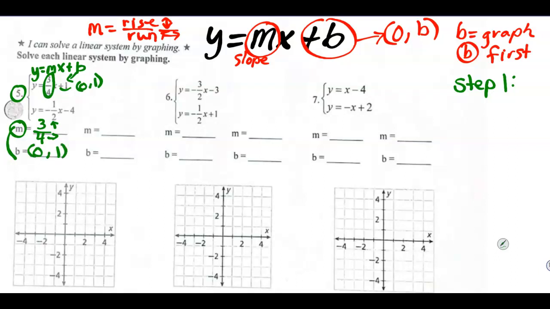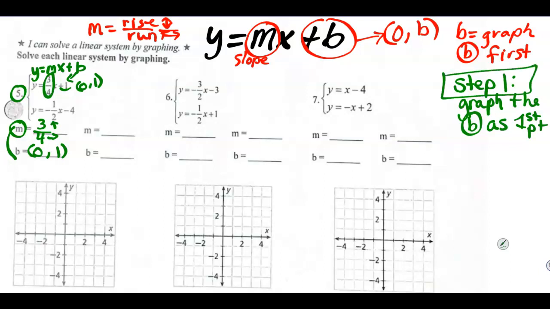So step 1, I'm just going to graph one equation at a time. Step 1 is always the same. We graph the b as our first point. That's step 1. So I go to my b, and you might want to write under here, this is where we start. I'm going to graph 0, 1. So 0, 1 is right here. Remember, our b is always on this up and down line, the y-axis. So that's also another hint. We know it's always going to be going up and down on this y-axis.